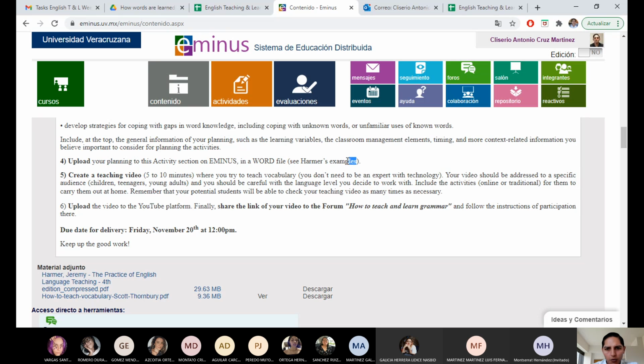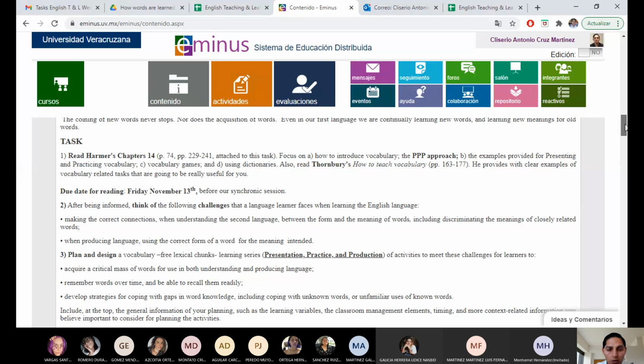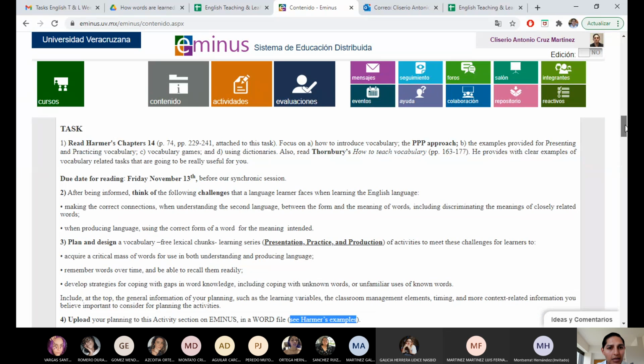For following a format, well, you're free to follow your own style, your own creativity, of course. But if you need examples, make sure you read Harmer's examples, okay? Harmer's examples from page 229 to 241.